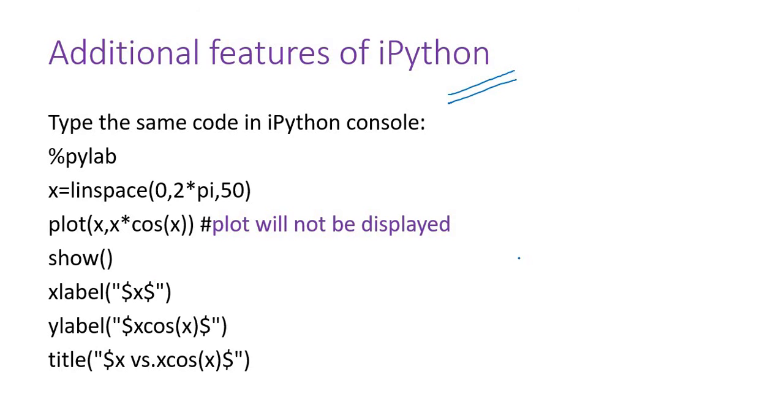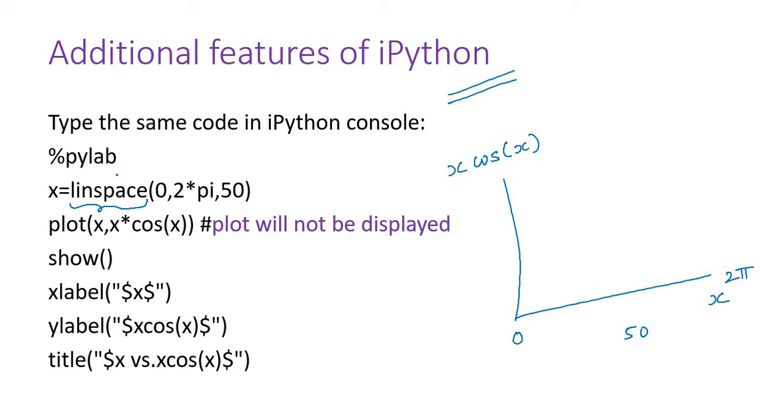some code here. Actually, I want to plot something like this: x in the x-axis, then x times cos x in the y-axis. I want to plot this. The x-axis range is from 0 to 2 pi. I'm just taking 50 data points between 0 and 2 pi. So there is a built-in command linspace. About this linspace, we have already discussed it in NumPy arrays.